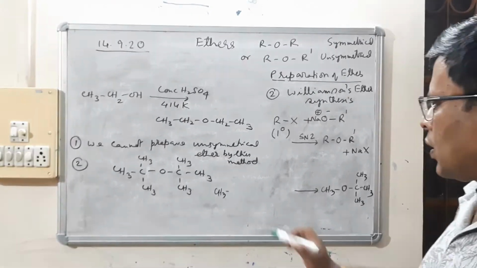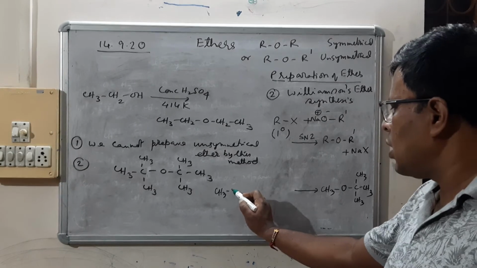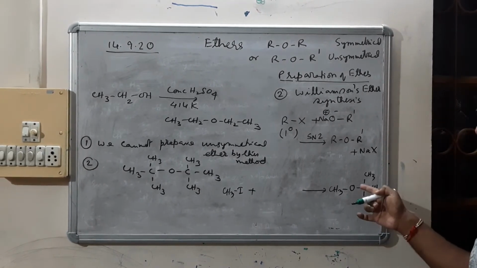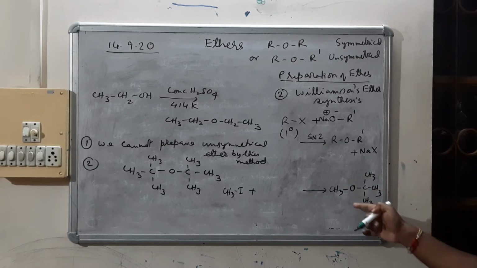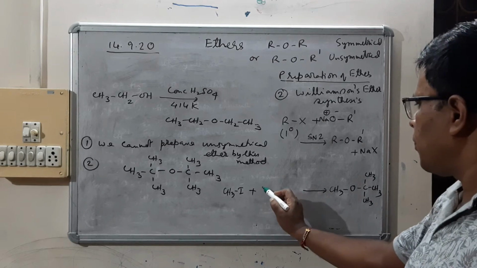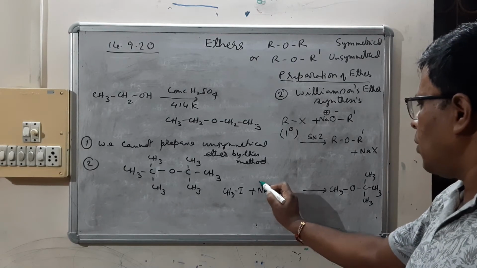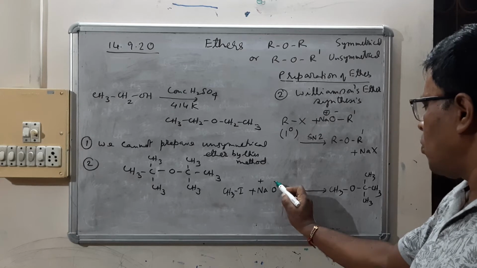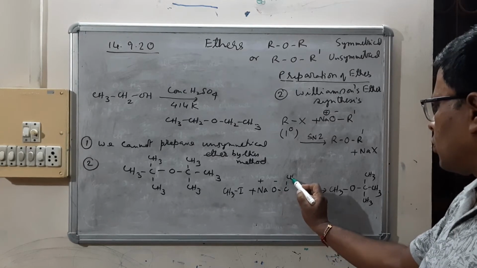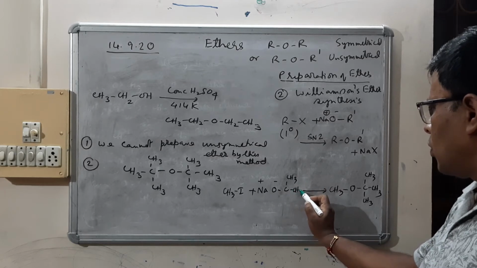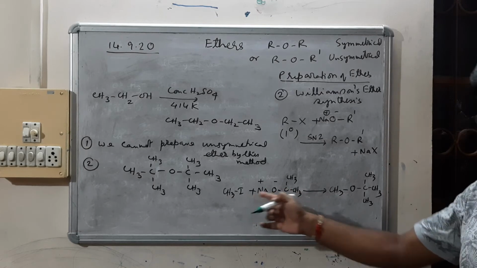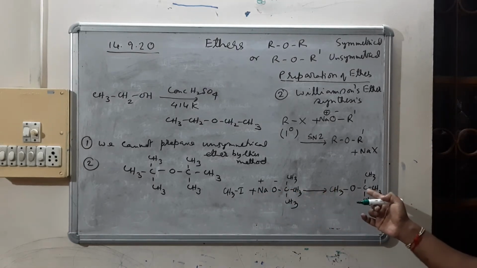CH3X, say it is CH3I, plus the alkoxide of this part, so it will be Na plus O minus. So this and this will give us this ether.